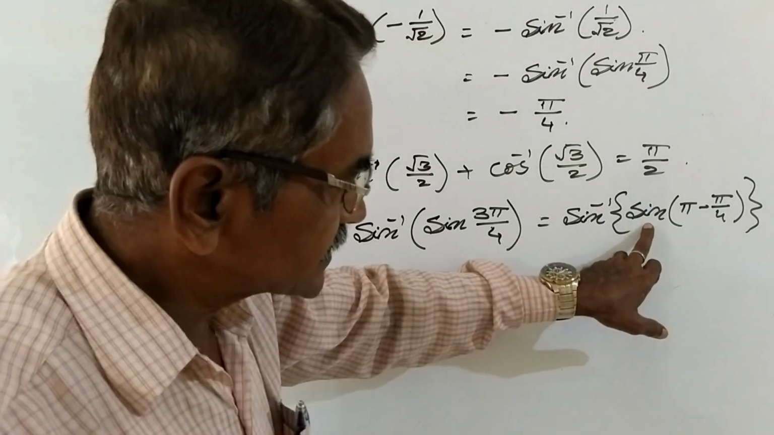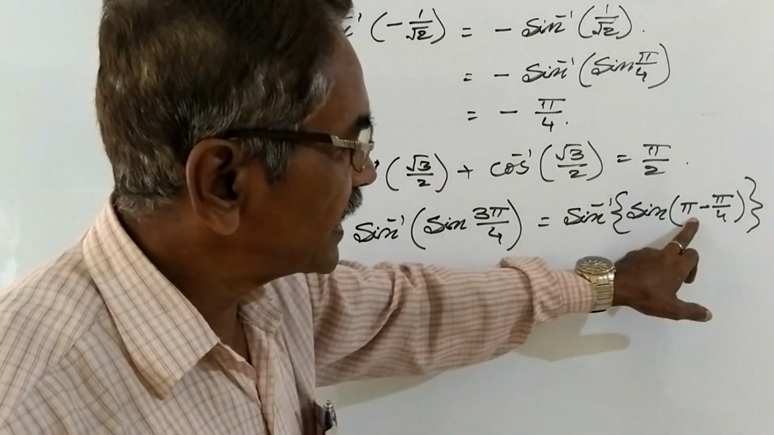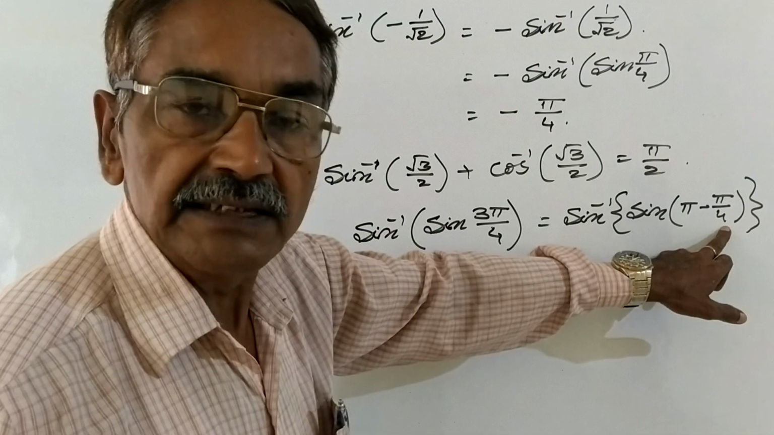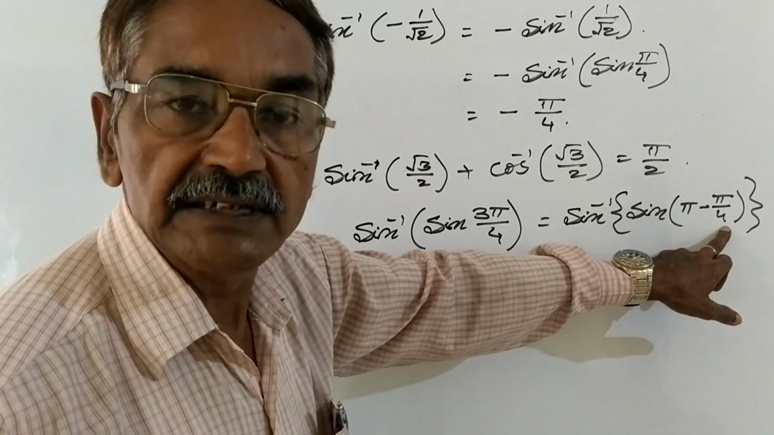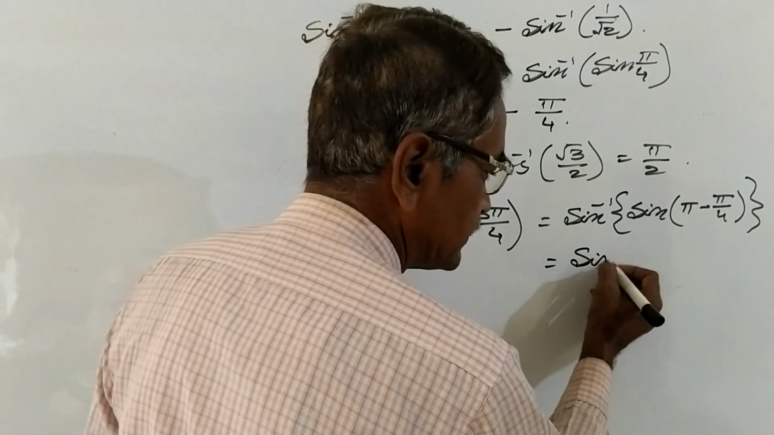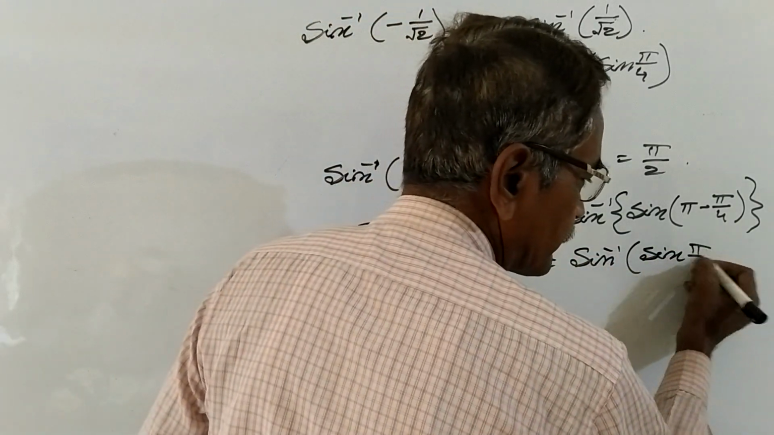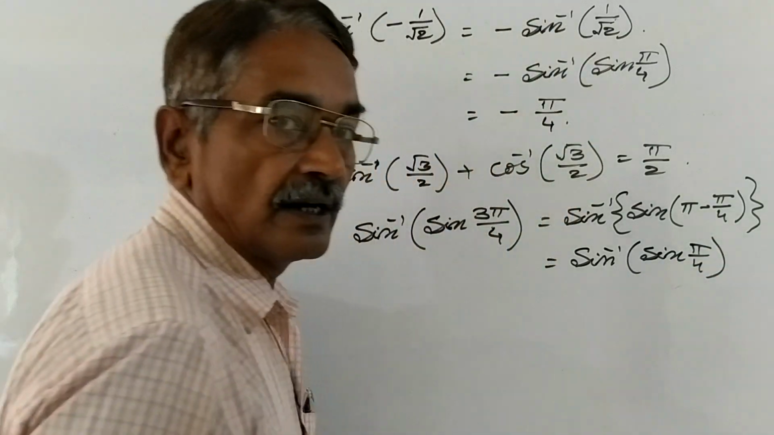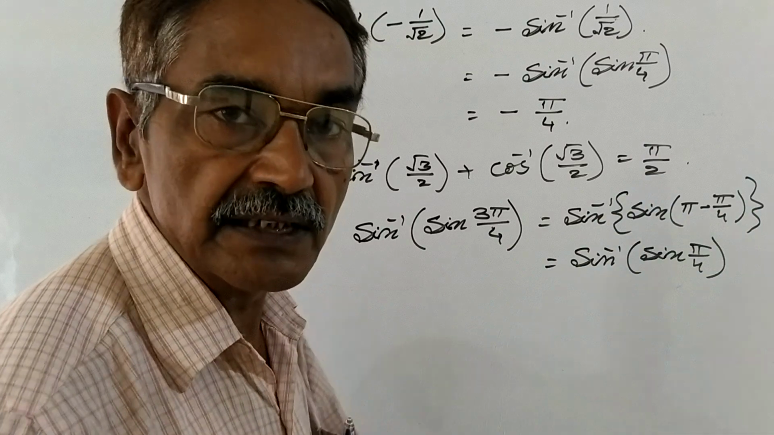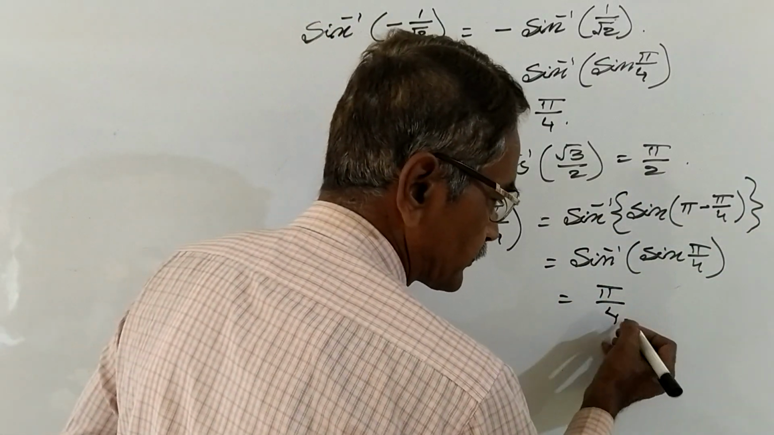Now read this, sine (pi minus theta) means sine (180 degree minus theta). Sine (180 minus theta) equals sine theta. So this equals sine inverse sine pi by 4. Now read this, sine inverse sine theta equals theta. So our answer is pi by 4.